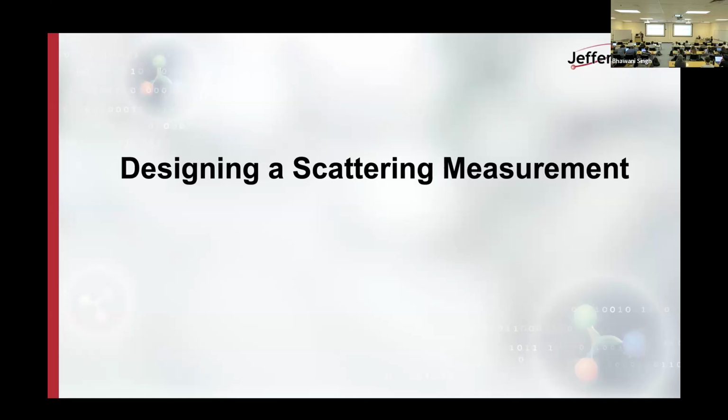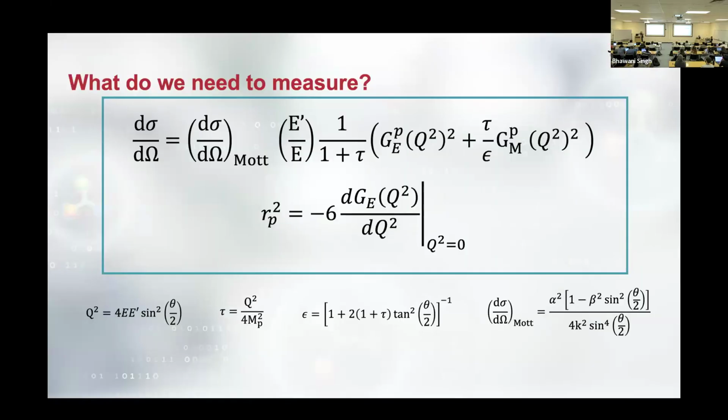And so I kind of envision this being semi-interactive. We'll get to that in a minute. But what do we need to measure? We need to measure proton radius, which is -6 times the first derivative of the electric form factor evaluated at q squared of 0. How do you get that electric form factor?